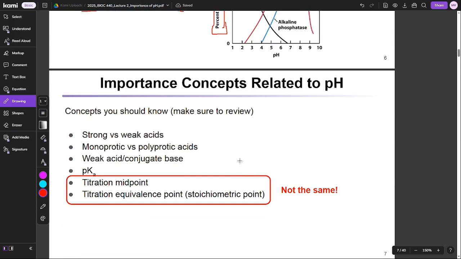So if we look at concepts related to pH, strong versus weak acids. You should know what a strong acid versus a weak acid is. If you think about pKa, if you remember what pKa is, the pKa of any given substance is the point at which it is 50% protonated and deprotonated. And so the lower the pKa is, the more acidic the thing is.